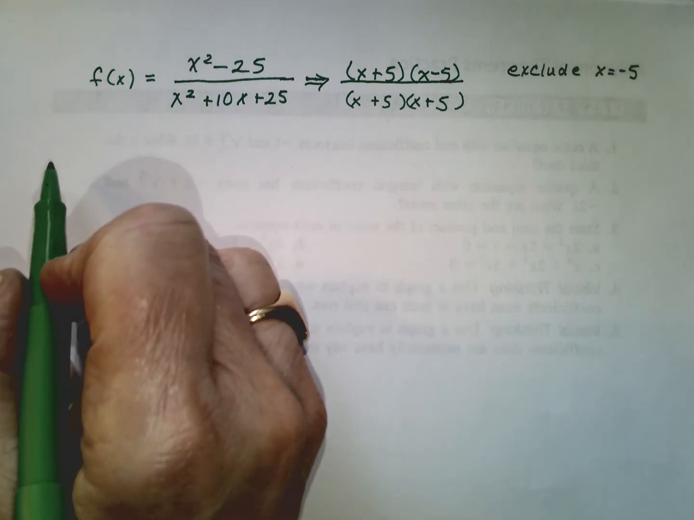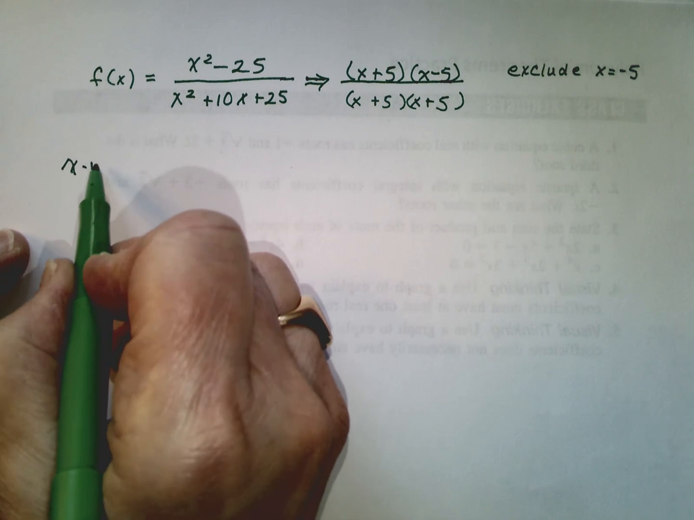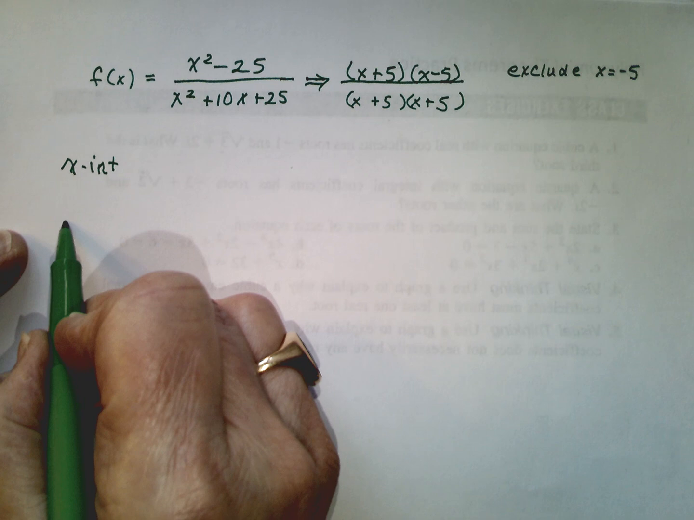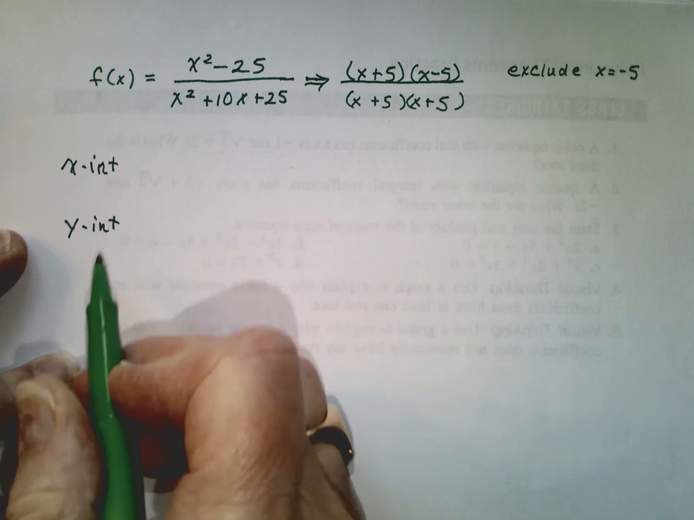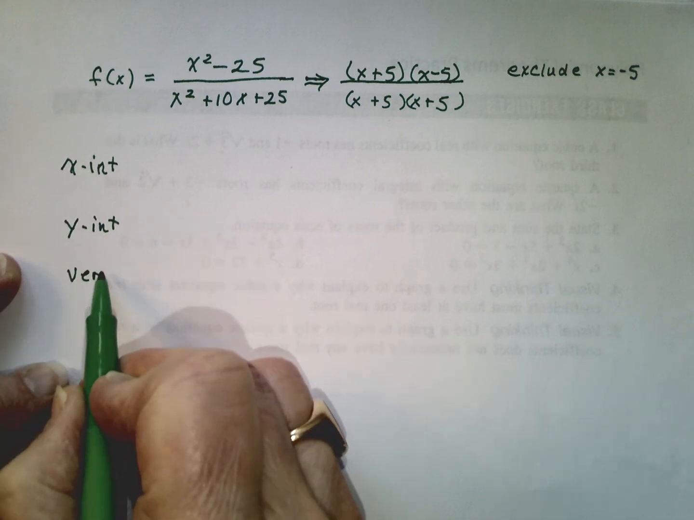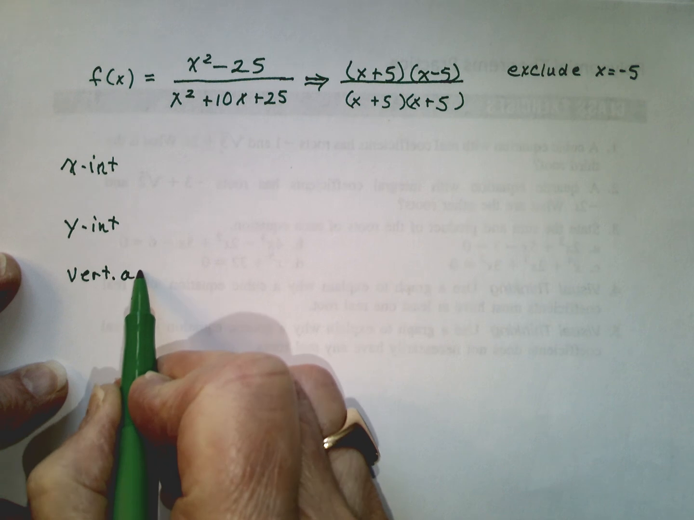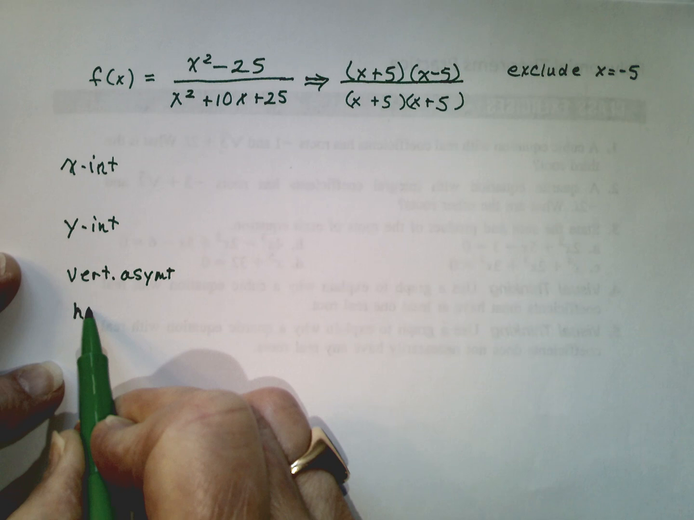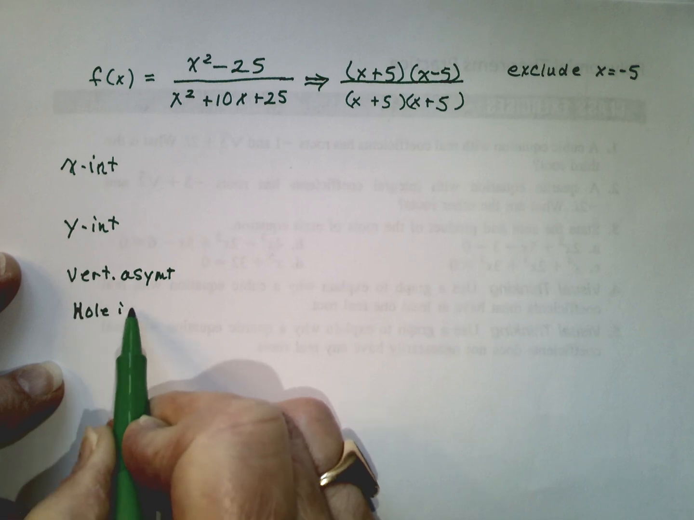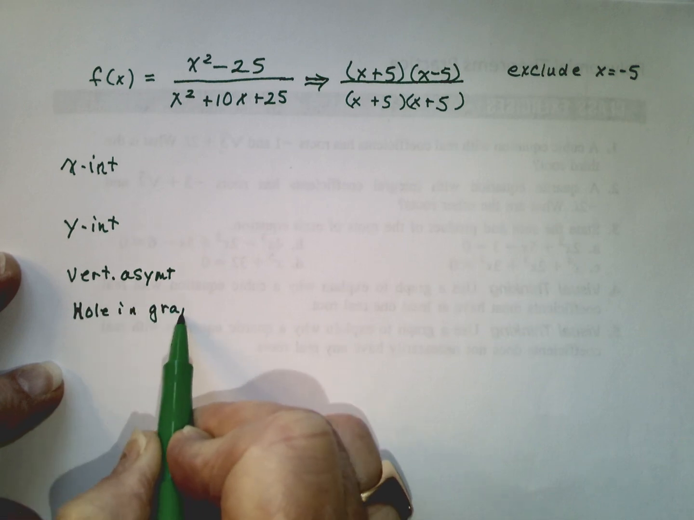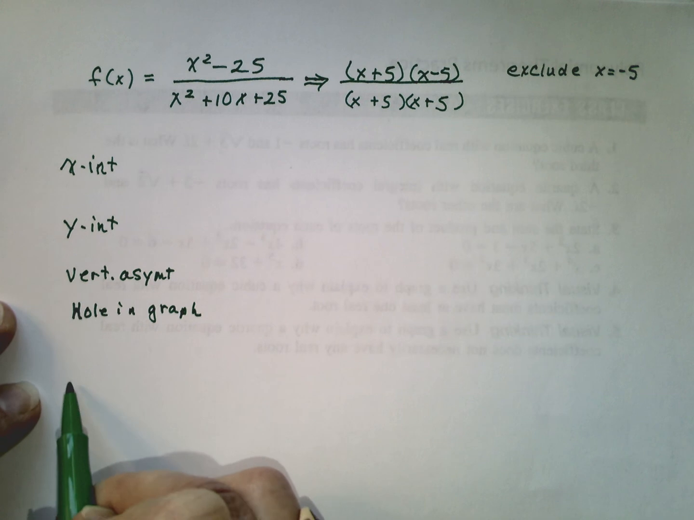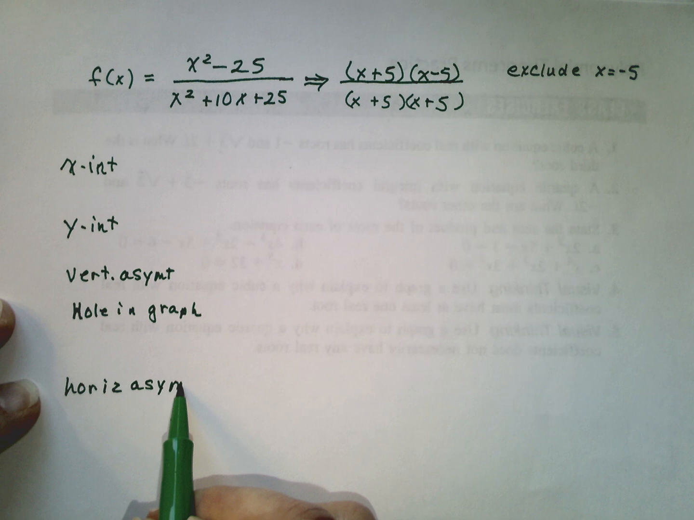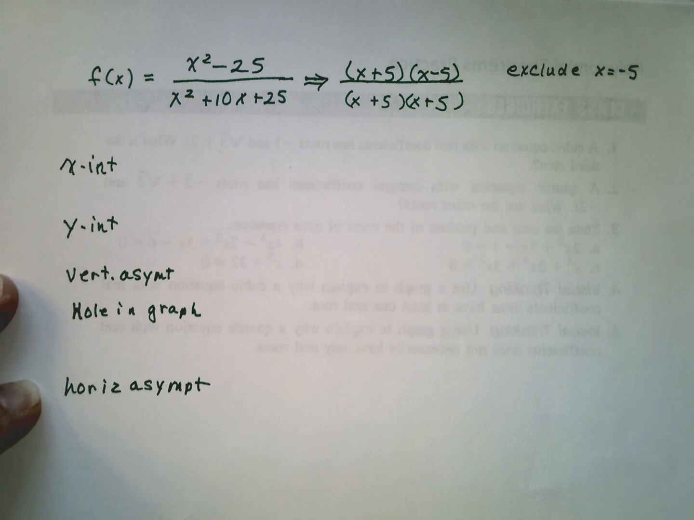Once again, we're going to go after the basic parts. X-intercept, excuse me, y-intercept, considering both at the same time, the vertical asymptotes, holes in the graph, there can be more than one hole in a graph. And finally, the horizontal asymptotes, of which there could be two.